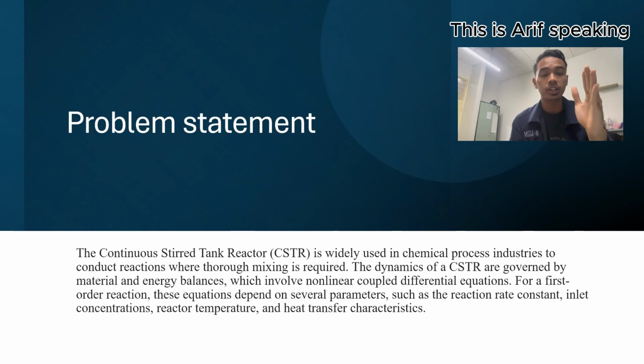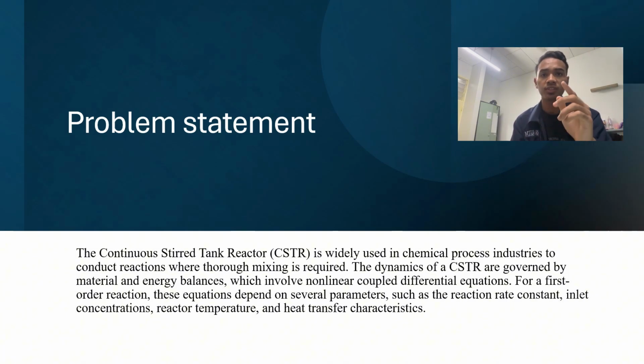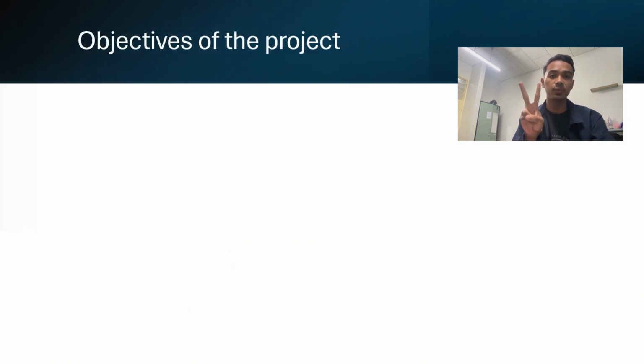ASAP guys, ASAP. The continuous stirred tank reactor, or CSTR, is widely used in the chemical process industry to conduct reactions where thorough mixing is required. The dynamics of a CSTR are governed by material and energy balances, which involve nonlinear coupled differential equations. For a first order reaction, these equations depend on several parameters such as the reaction rate constant, inlet concentration, reactor temperature, and heat transfer characteristics. Okay, there are two objectives of the project.